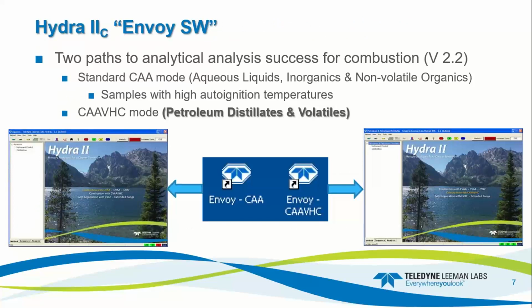So there's two paths to success for the Hydra 2C. One is straight up combustion atomic absorption, and the other one is combustion atomic absorption with a VHC mode. VHC mode is for petroleums, petroleum distillates and volatiles. The CAA mode is for samples that have high auto-ignition temperatures, so when you're injecting them into the hot zone or the combustion and dry zone, they won't auto-ignite as they're going into the furnace.